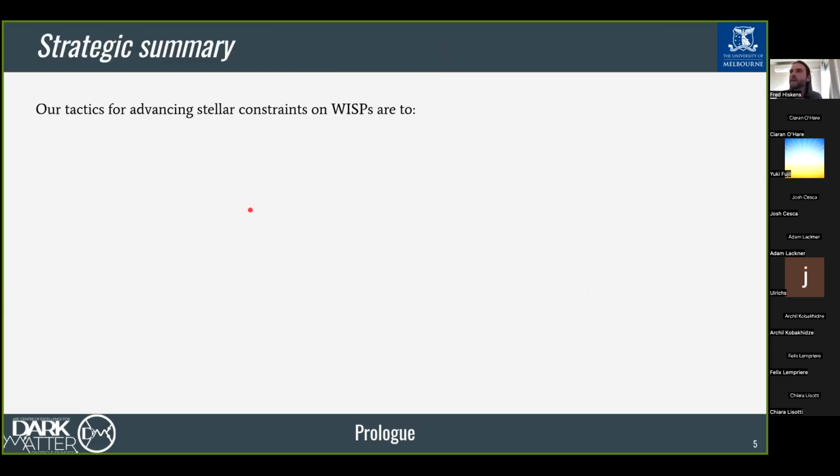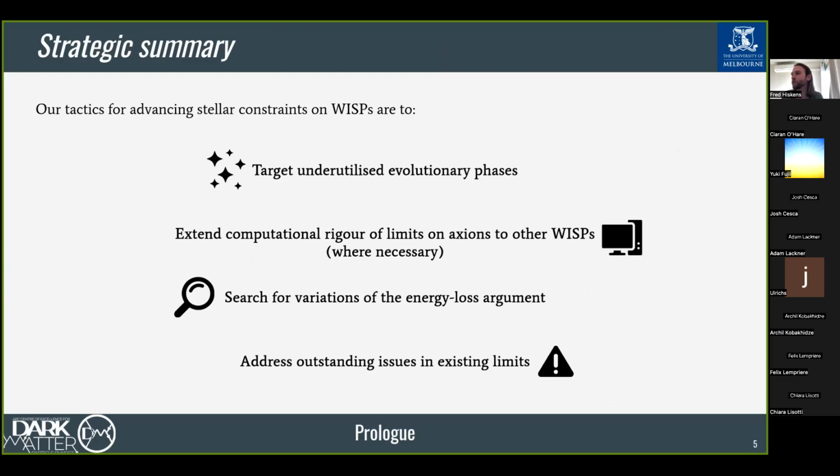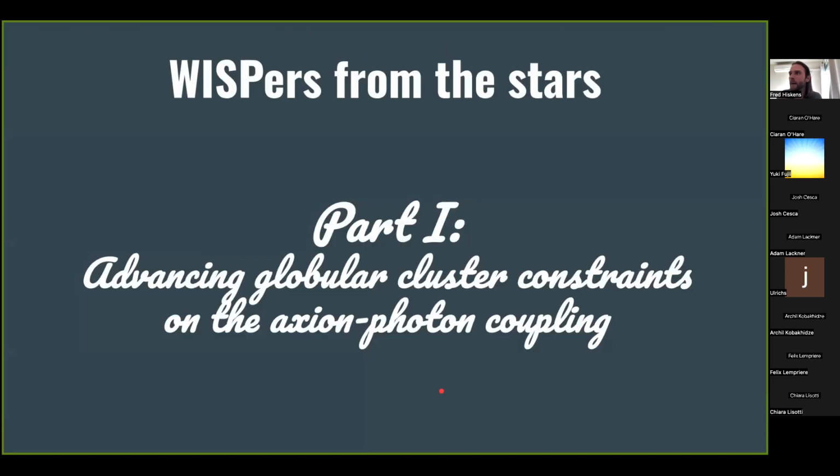So just to summarize then, our tactics for advancing stellar constraints on WISPs are to, first of all, target underutilized evolutionary phases, extend the computational rigor of limits on axions to other WISPs where this is necessary, search for variations of the energy loss argument, and a final one I'll put in is just to address any outstanding issues that are in existing limits, even if they're subtle. And so the first and the fourth here will be relevant for part 1 of the talk, and then all 4 will actually be relevant for part 2.